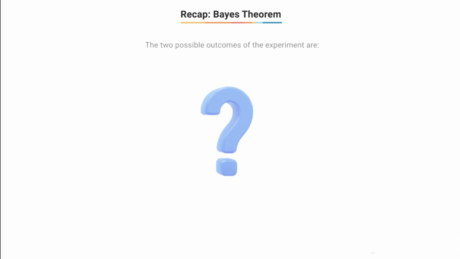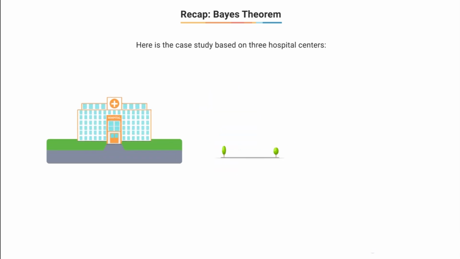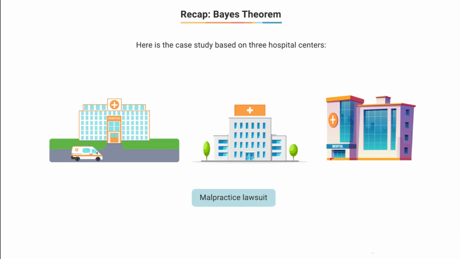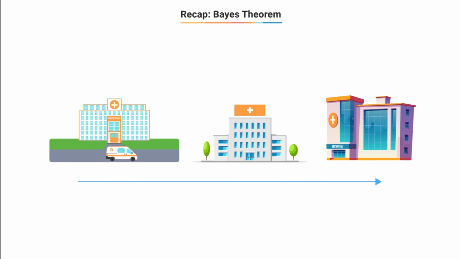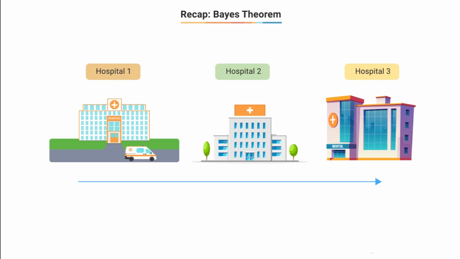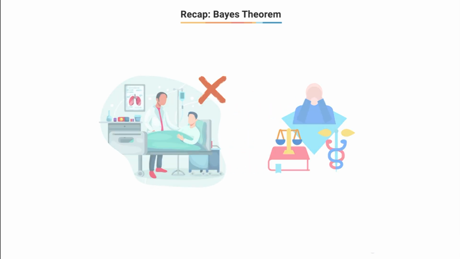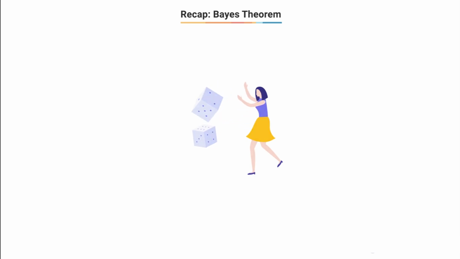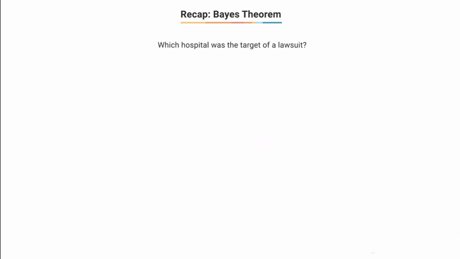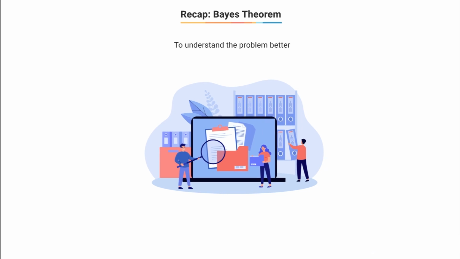Of course we can. Here we are presenting an interesting case study based on 3 hospital centers which are being subjected to a malpractice lawsuit. You have the information about a patient being treated in one of the 3 hospital centers. Let's name them Hospital 1, Hospital 2 and Hospital 3. Suddenly we inform you that a malpractice suit has been filed, but we don't know which hospital the lawsuit has been filed against. A lawsuit indicates malpractice and you do not want your patient to be treated at such a hospital. Hence, you decide to find the probability that this lawsuit was filed against hospital 1, 2 or 3. To understand the problem better, let us look at the information that we have at hand.